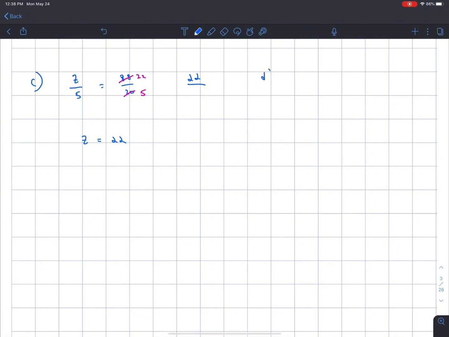D. 1 over 13 equals a over 78. We can cross multiply. We get 1 times 78 equals a times 13. So 13a equals 78. And then now we divide both sides by 13. We get a equals 78 divided by 13 is 6. So the answer is 6.